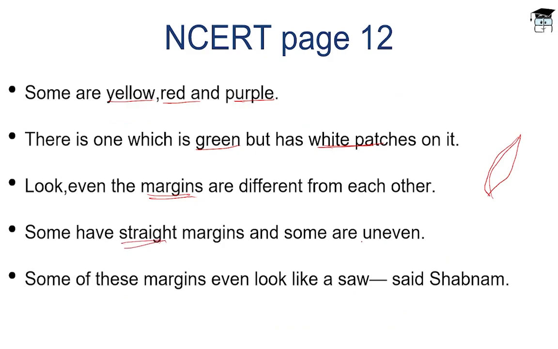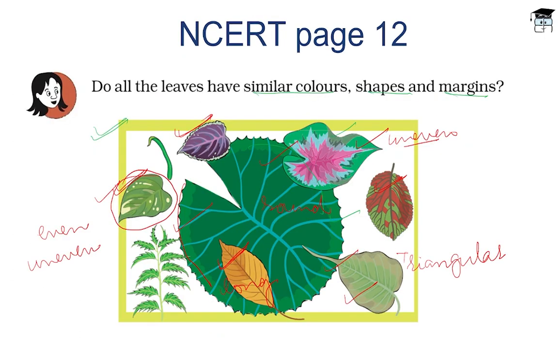Some have straight margins and some are uneven. Some of these margins even look like a saw. What is a saw? A saw is an instrument which is shaped like this. This is the handle of the saw, and it is used to trim objects, to cut objects, right? So, Shabnam said that some of these margins look like a saw. Now, if you look again in this picture, this round leaf has margins that look like a saw.